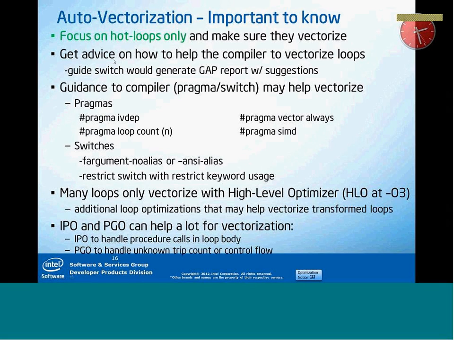So you want to focus on hot loops, meaning let's say your program has 10,000 loops. You don't need to vectorize all 10,000. If the compiler does not vectorize a loop that is not of significance, it's okay. You can let go. And you can use VTune Amplifier to find out what your hot loops are, and then make sure they are getting vectorized by generating the vectorization report.